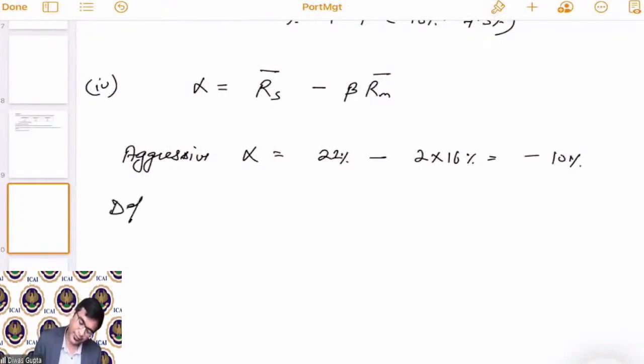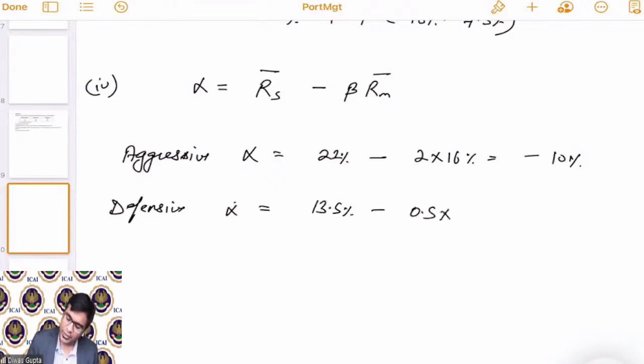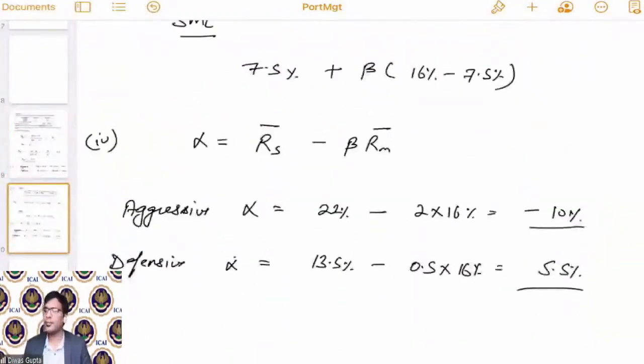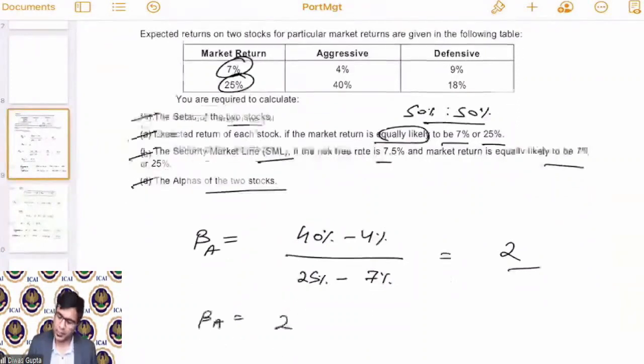And defensive alpha is equal to 13.5% minus 0.5 into 16%. This is 5.5%. So these are the two alphas of both the stocks. Okay, students. So this is what question number 11 was.